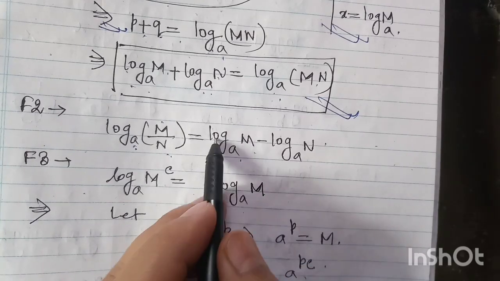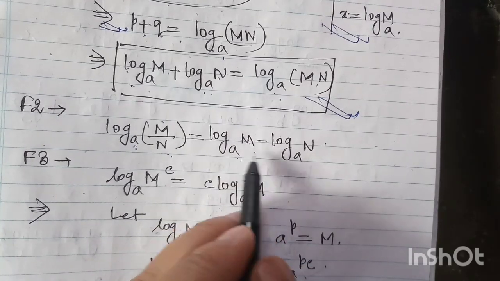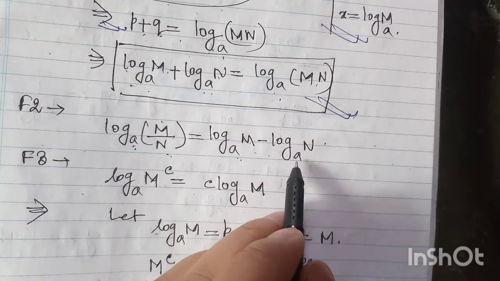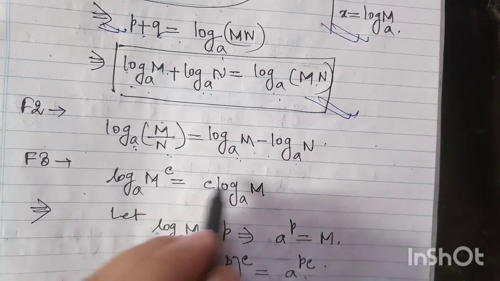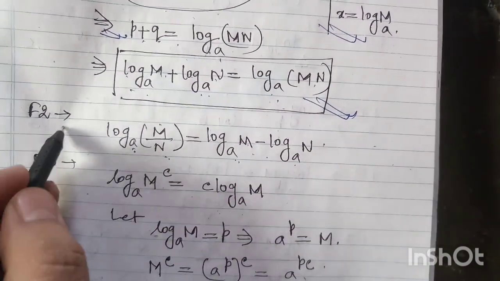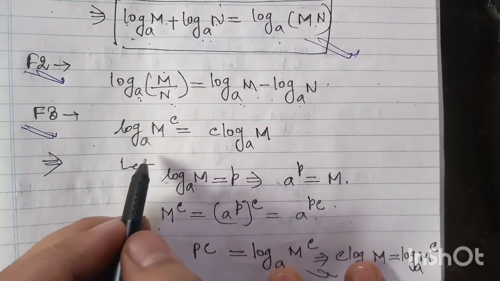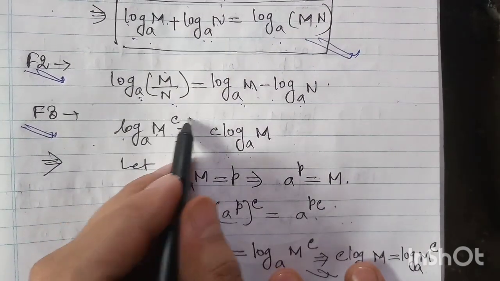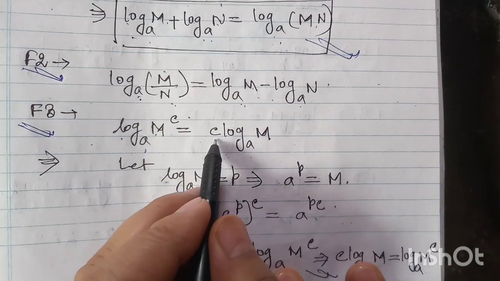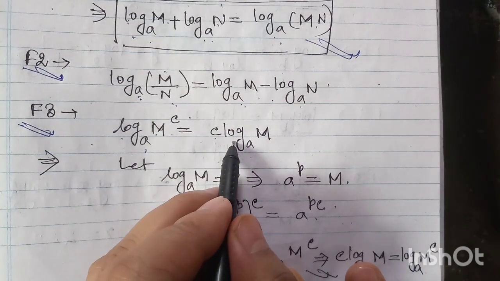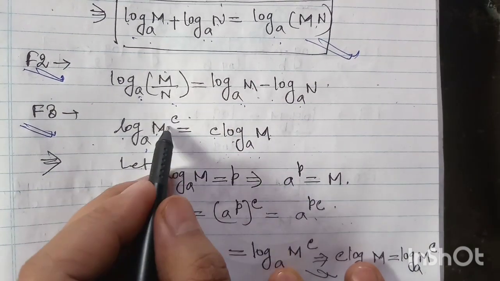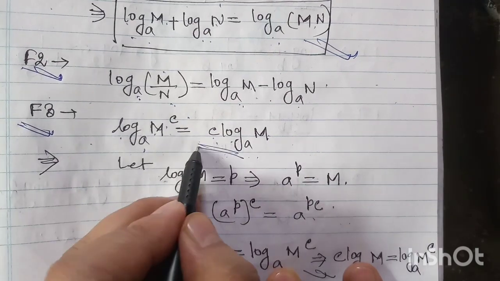In fraction form, that is logarithm of m to the base a minus logarithm of n to the base a. We can prove it in a similar way. This is formula number 2. Similarly, formula number 3: logarithm of m to the power c to the base a, we can write as c logarithm m to the base a, that is, the power will be the multiple of the logarithm.